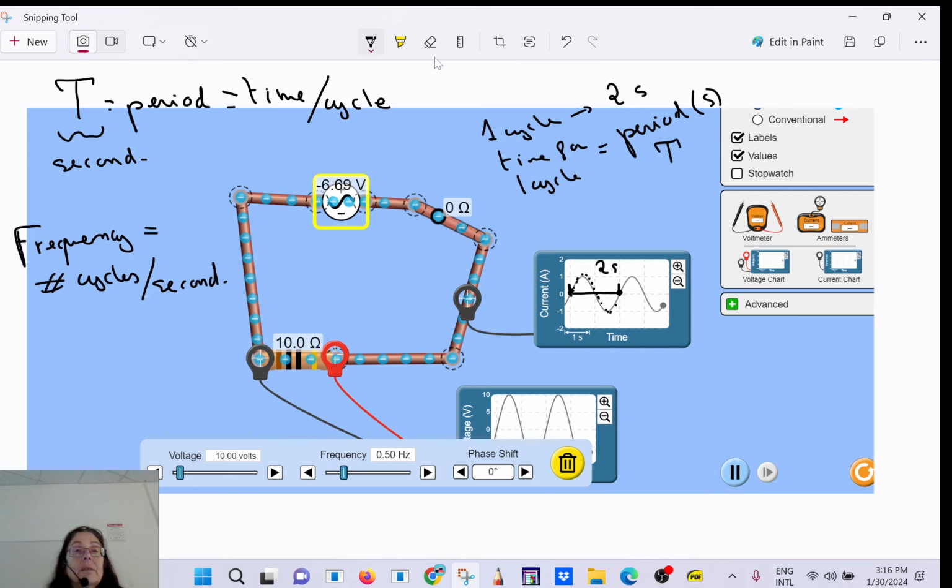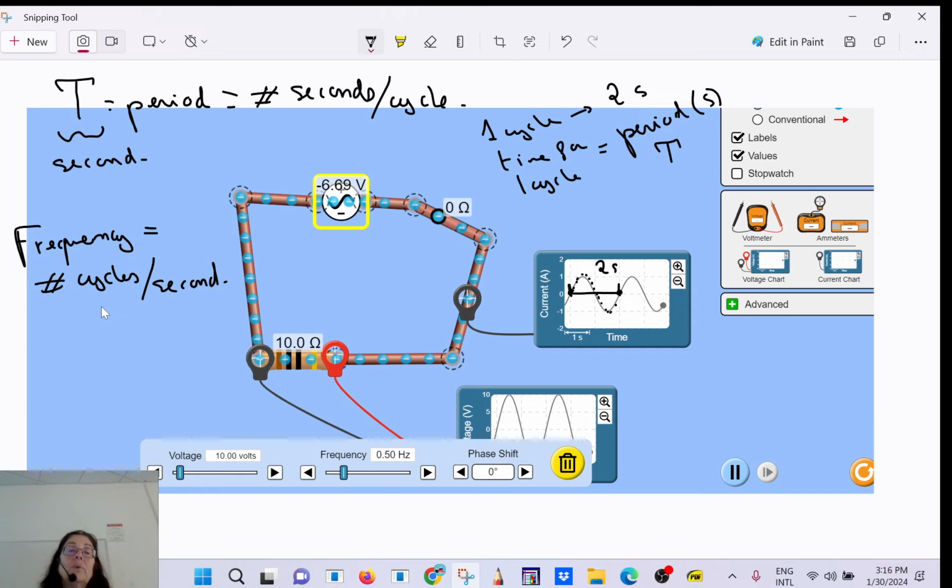And the period, I should write like this. The period is the number of seconds per cycle. So 1 cycle here is 2 seconds. And the number of cycles per second is called the frequency.